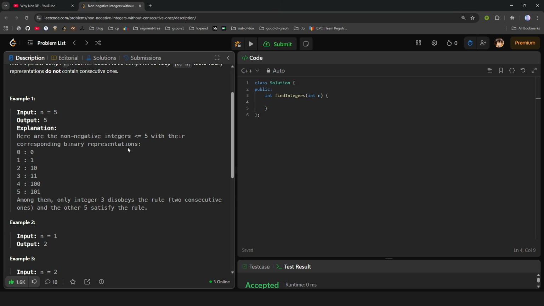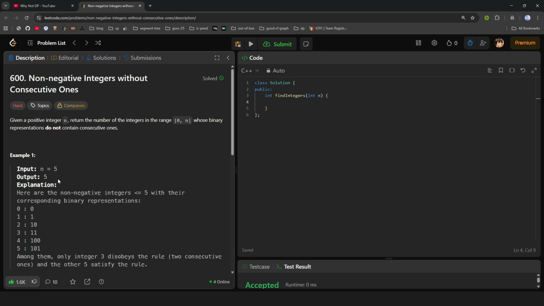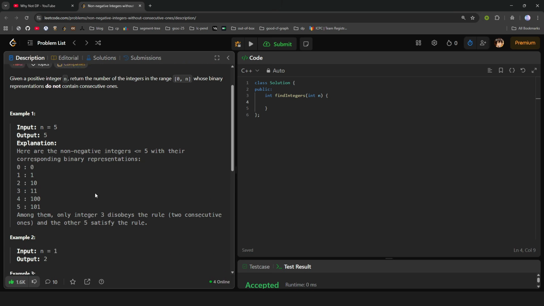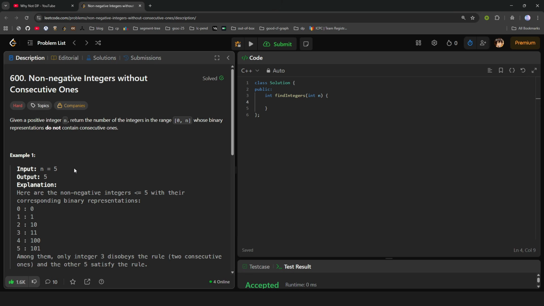So what does this mean? So you will be given an integer n, let's say n equal to 5, right? And what you will do is, starting from 0 and going till this n, that is 0 till 5, for each of those integers you will write their binary representation like this. So here as you can see that the representation from 0 to 5 is written, and the question has said that you have to return the count of those integers whose binary representation do not contain the consecutive ones.